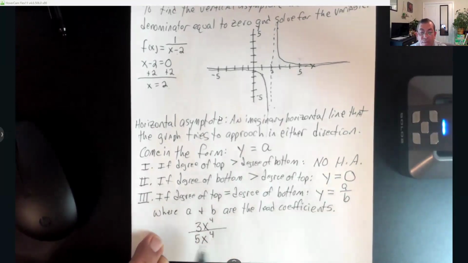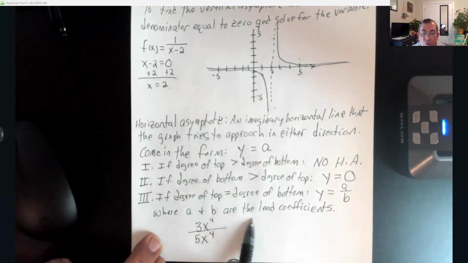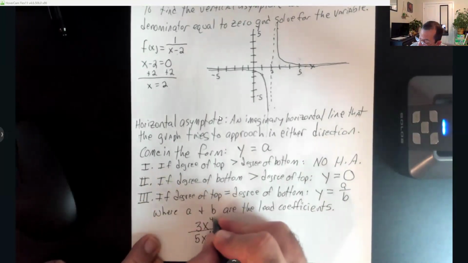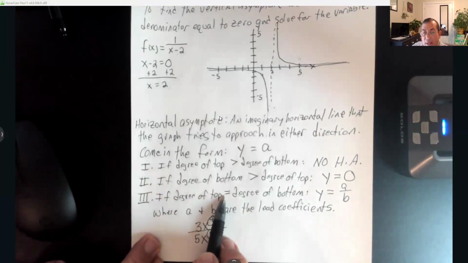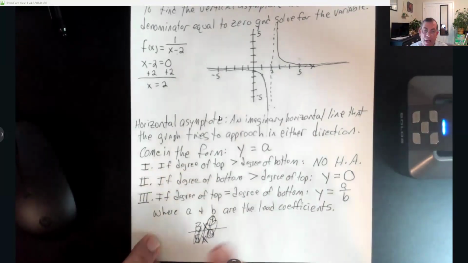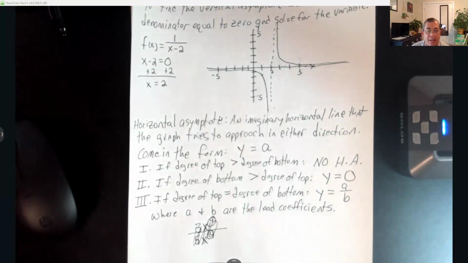So A over B for this one would be the 3 over 5. Those are my lead coefficients, okay? So for this problem, I would get y equals 3/5. That's what we're talking about, lead coefficients, and my degrees were equal on that. All right, so that's just an example, not in the actual definition. So you've got the three cases for that, okay?